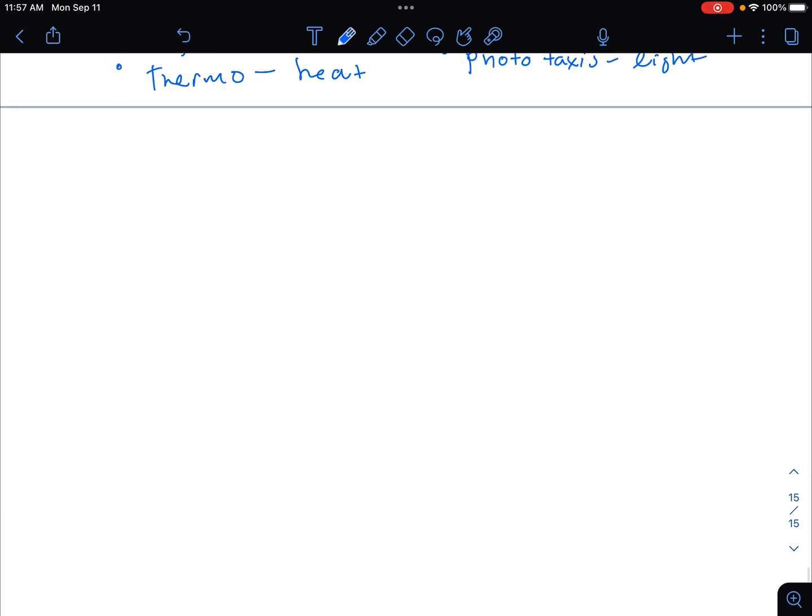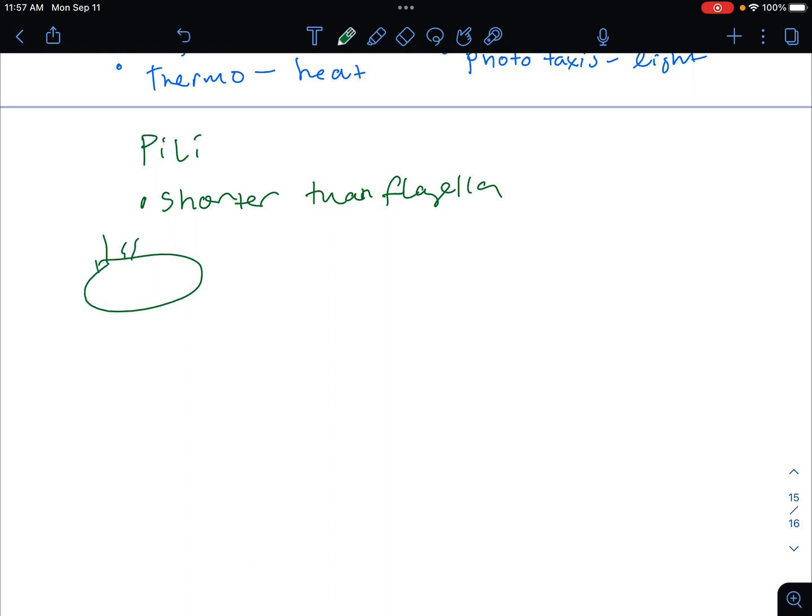Another structure that bacteria have are pili, and these are shorter than flagella. And then if they use these pili to attach to a surface, this is called fimbriae. They give them the ability of twitching and gliding motility.